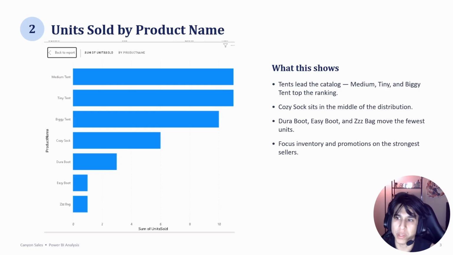In the middle of the pack, we have our cozy sock, and towards the bottom, we see the Dura boot and easy boot and the Zzz bag, which are moving the fewest units. For our team, this tells us that the tent line is actually the real engine of our unit sales, and the other products are contributing less. This is useful when we think about where to focus our inventory and our promotions. We can lean into what we're already selling well and take a closer look at why the other performers are lagging behind.